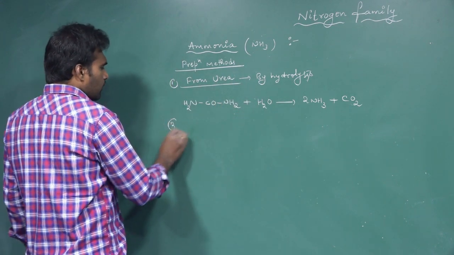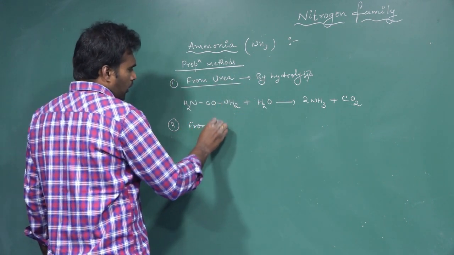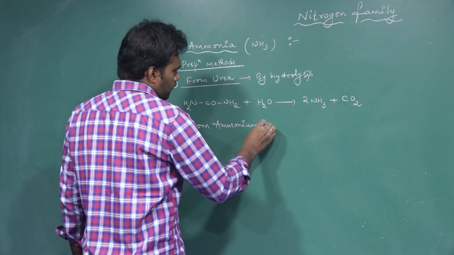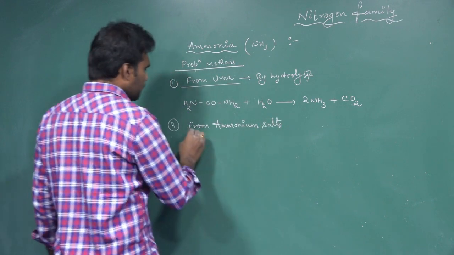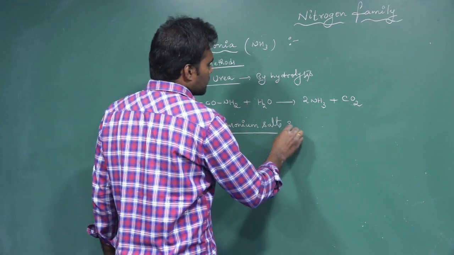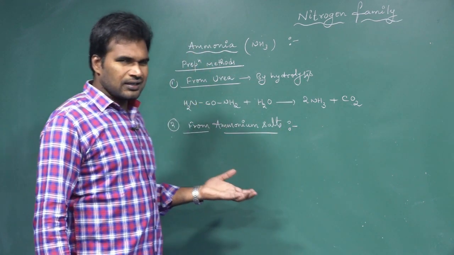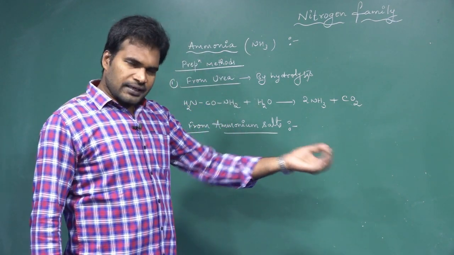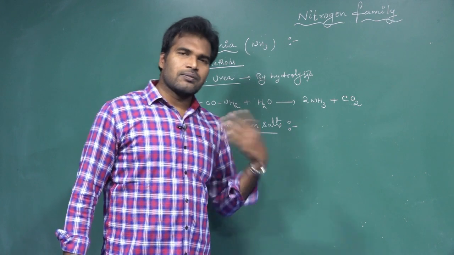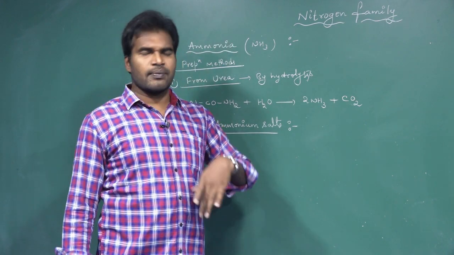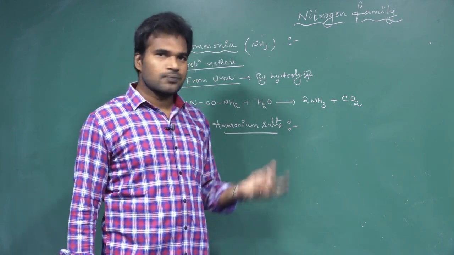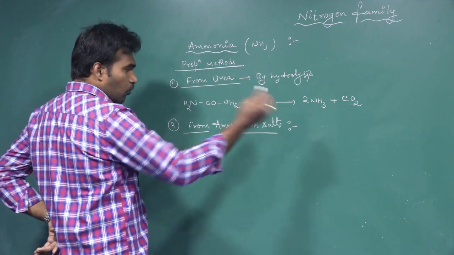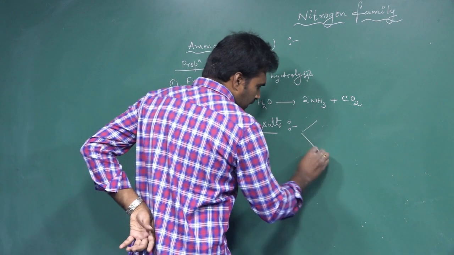The second method, from ammonium salts, preparation of ammonia from ammonium salts. In general, a lot of ammonium salts are available in the earth's crust. By taking these ammonium salts, simply by heating or thermal decomposition or by treating them with a strong base, we can easily prepare ammonia. Let us see. From ammonium salts, in 2 ways we can prepare.